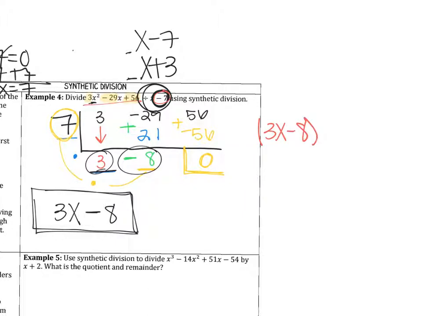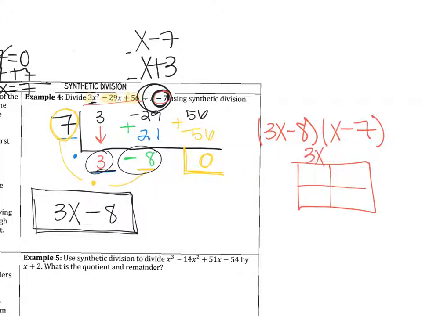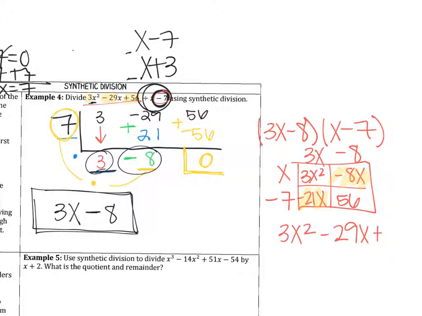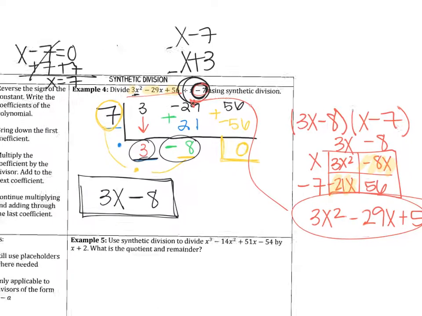So 3x minus 8, x minus 7. You could FOIL or do box method. And I've got 3x minus 8, x minus 7. Well, 3x times x is 3x squared. Negative 8x, negative 21x, and positive 56. I'm going to combine my like terms, negative 21, negative 8x, and I'm left with 3x squared minus 29x plus 56, which again is what I started with. So that is my answer, 3x minus 8.